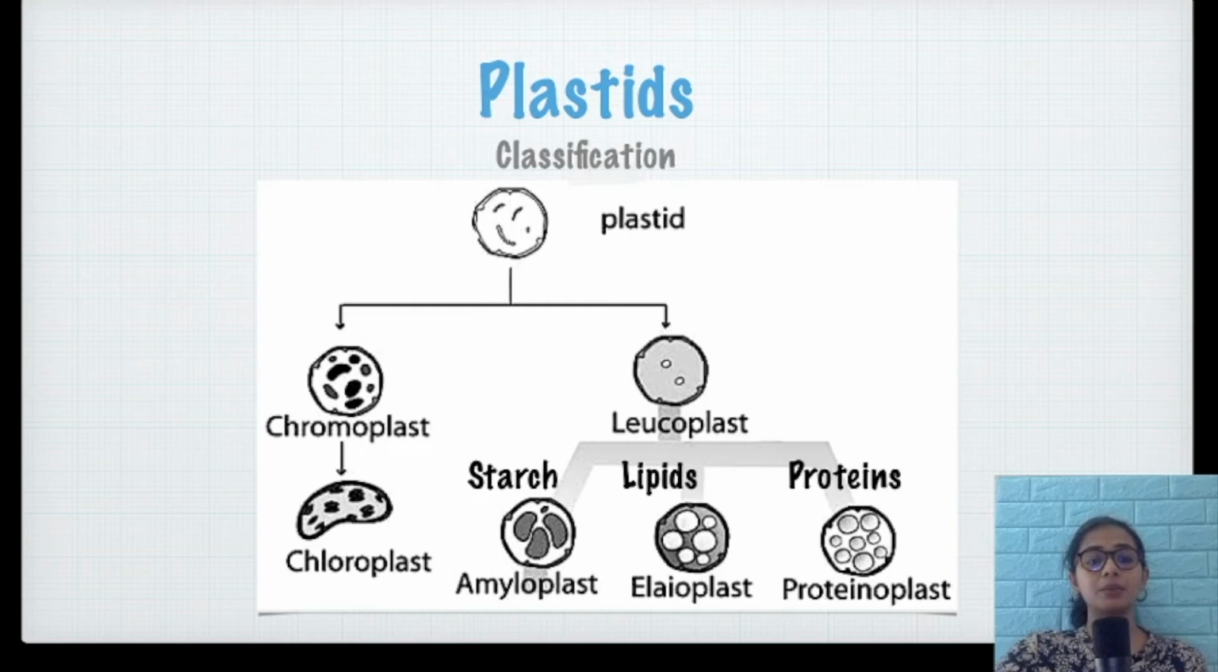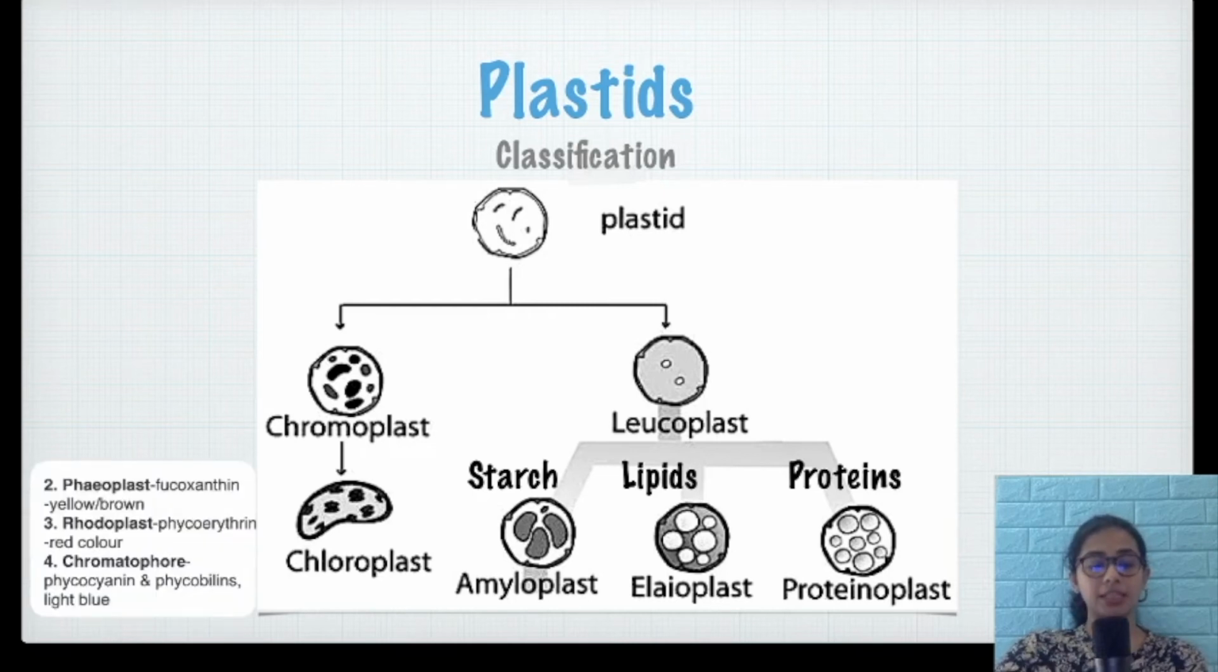That's why the most important chromoplast is chloroplast. There are also other chromoplasts based on the pigments present inside. So there is pheoplast, which has the pigment fucoxanthin, which gives the yellow or brown color to parts of plants, right? Then there are rhodoplast. Phycoerythrin is the pigment that is contained inside rhodoplast, and it's red in color.